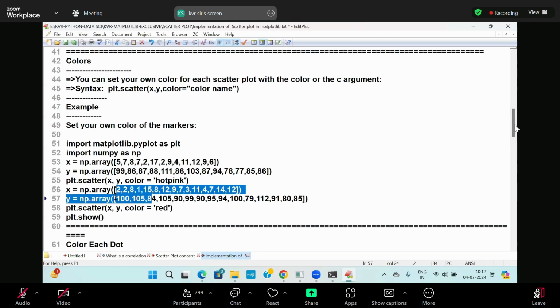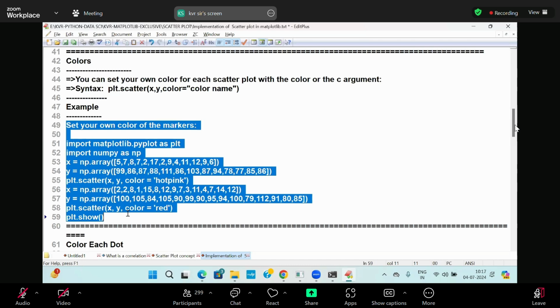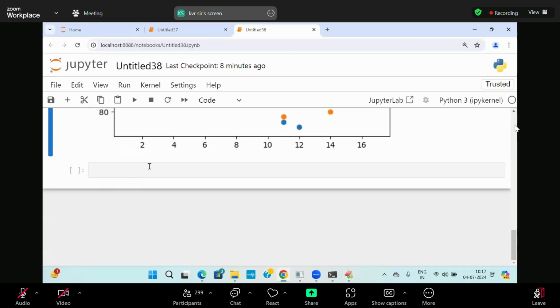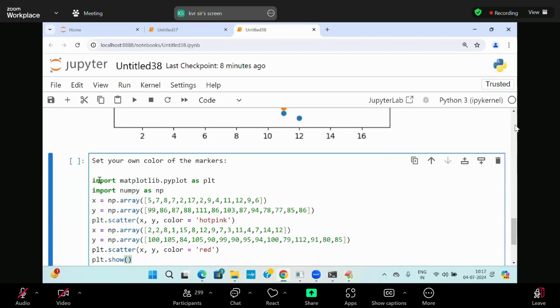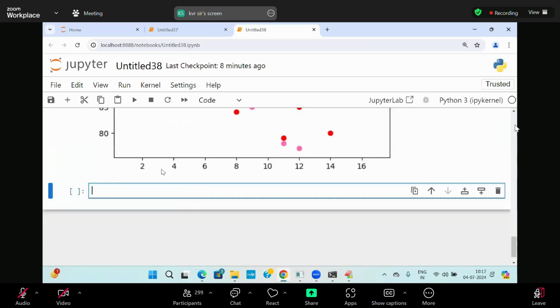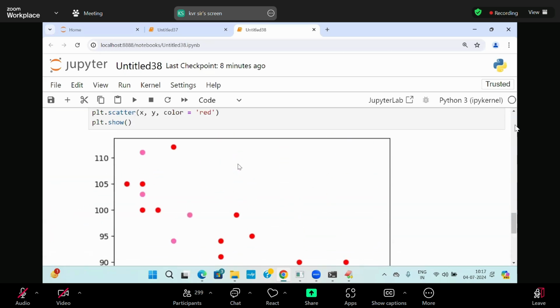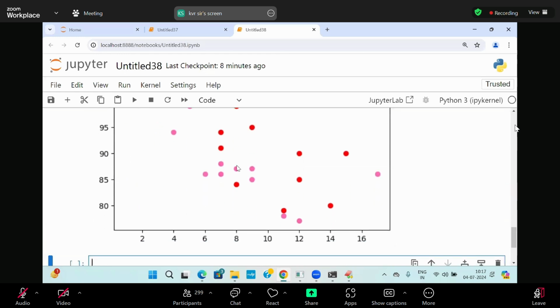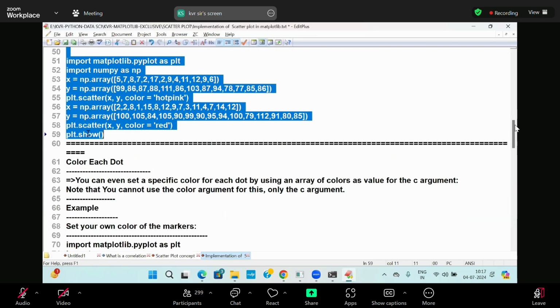I'm going to set the color for that. Now I'm going to take up the next one. Set the color of your marker. So you are going to get some of them in red, some of them in pink. They are all coming down, falling down only. Still what correlation? Negative correlation. Come to the next.